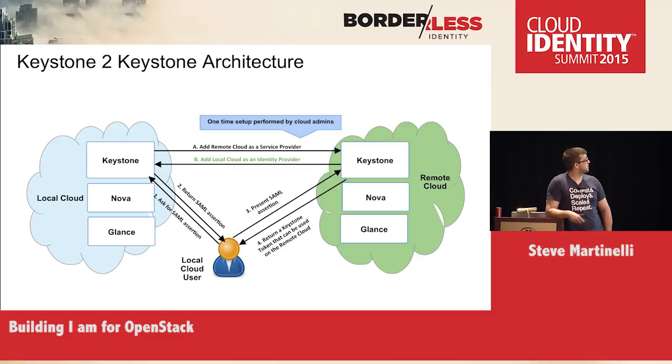The user is going to go to his local cloud first, and he's always going to have to go there first to get a token. Once he is there, he can submit his token and ask, can you SAMLize this token? Can you make it into a SAML assertion? And then he'll present the SAML assertion to the other cloud. Provided that they're set up correctly, he should then get a token that can be used on the other cloud.